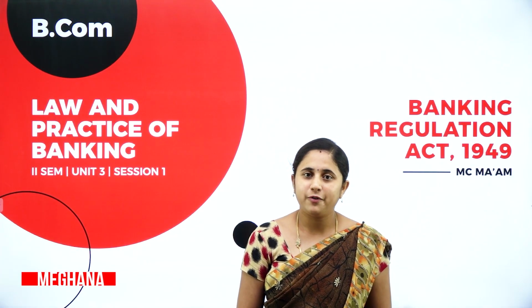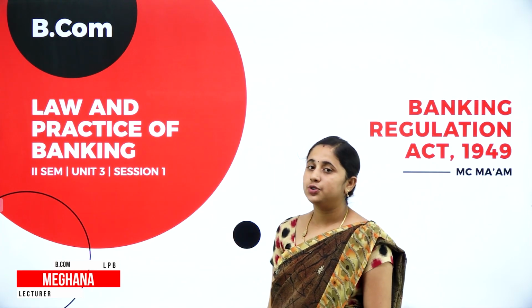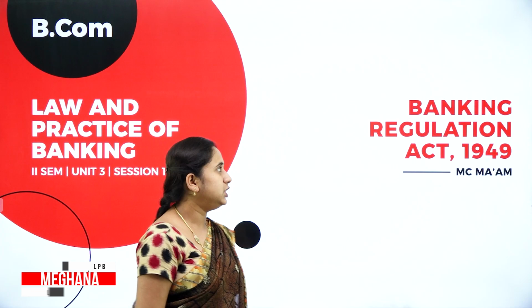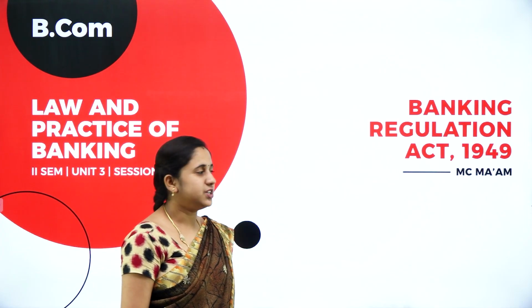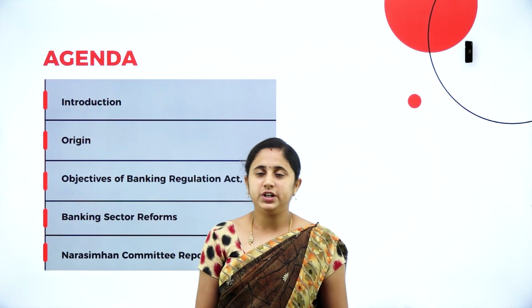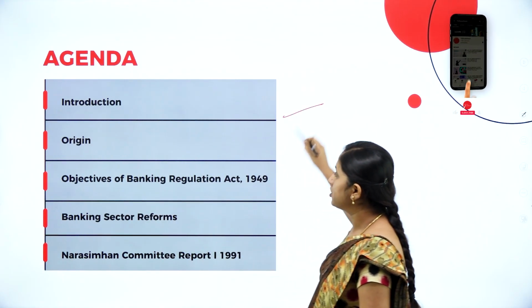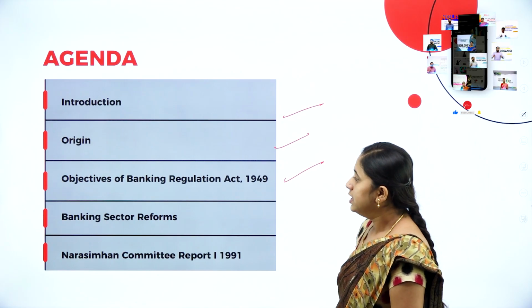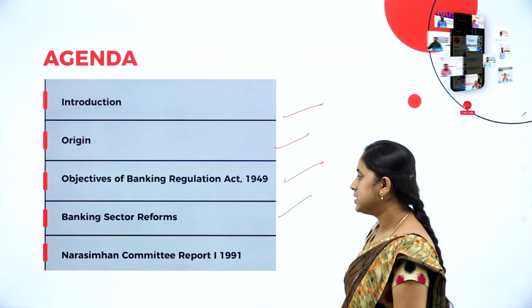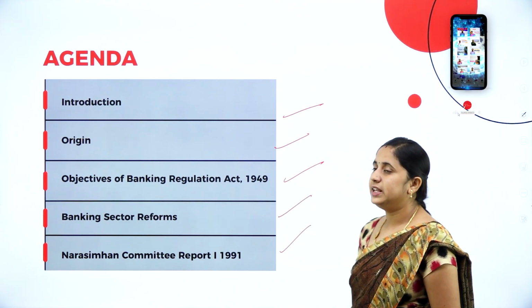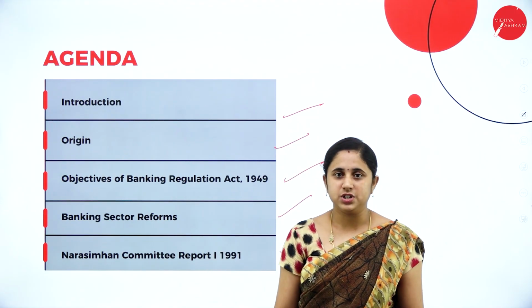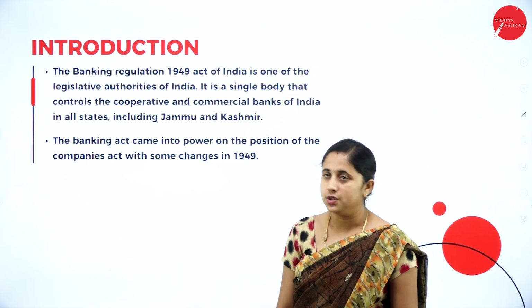Hello everyone, a warm welcome to one and all to the first session on Unit 3, that is Law and Practice of Banking. In today's session, let us start with Unit 3, that is Banking Regulation Act 1949. Let us discuss the introduction, origin, objectives of the Banking Regulation Act, then banking sector reforms, and lastly the Narasimhan Committee Report 1. So let us start with the introduction.